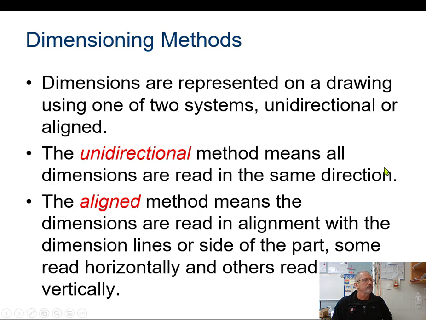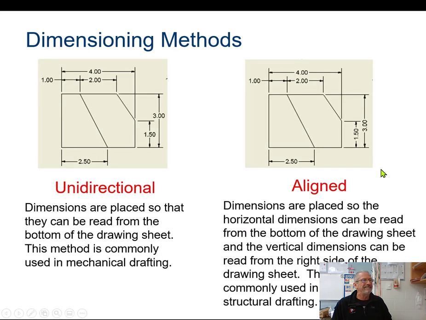So, dimensioning methods: unidirectional and aligned. Let's take a look at those. Here's unidirectional: everything is read from the bottom. And aligned, it aligns with the dimension line. So these all align with the dimension lines. Now, if I had a dimension over here, we would not read it from the left side, we would still read it from the right. So in aligned, you're reading it from the bottom and from the right only.